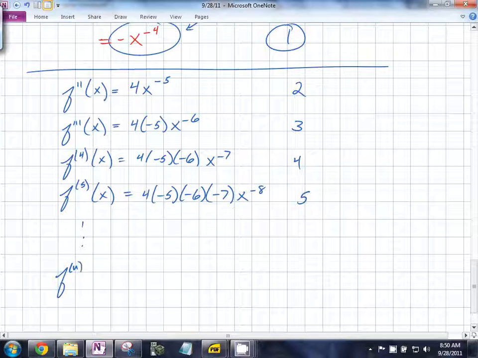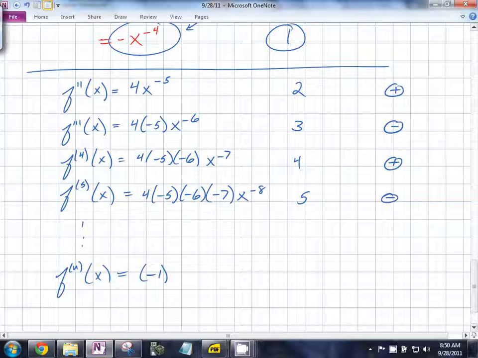First of all, let's ask this question. What's happening to the sign? It's still changing every other time. It's positive, it's negative, it's positive, it's negative. So there's going to be a negative one to some power. The fifth is negative, the fourth is positive, so it's going to be to the nth power, because negative 1 to an odd power is negative, and negative 1 to an even power is positive. So that takes care of the sign.